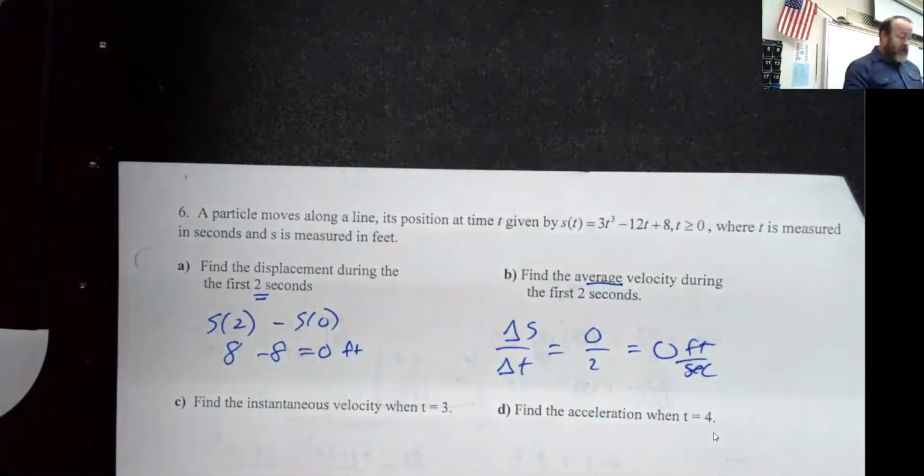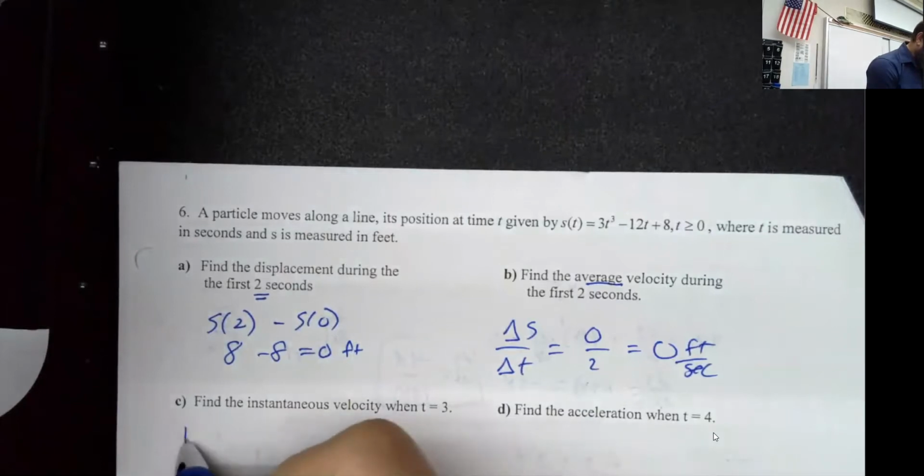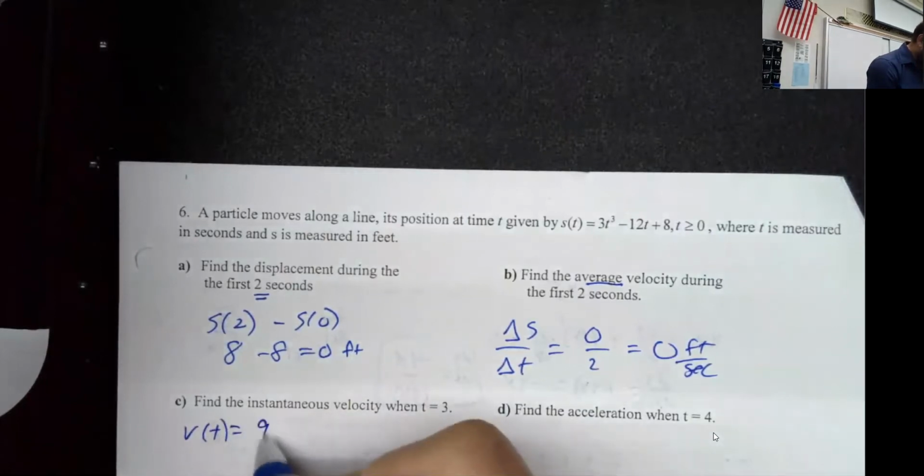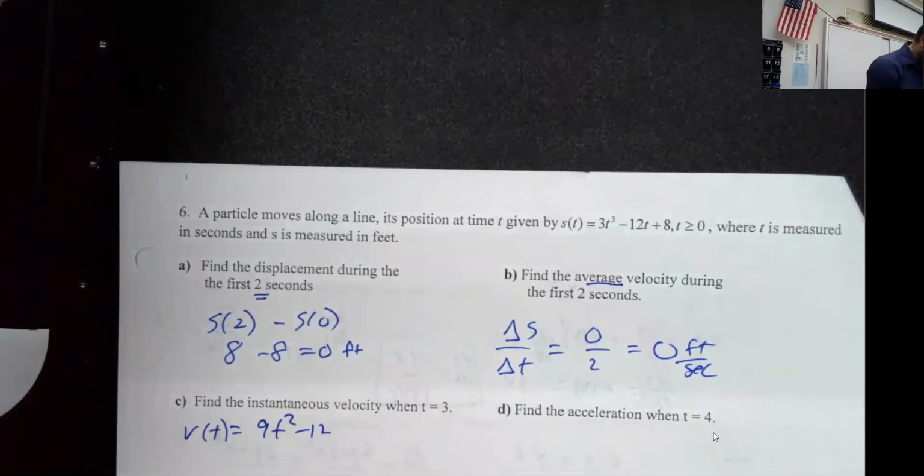Now, as far as instantaneous velocity, then we are going to have a derivative here. And so v of t would be 9t squared minus 12. And so my instantaneous velocity at 3 would be plugging the number 3 in. Pretty simple little problem. And so I've got 9 times 9, which of course is 81, minus 12, and I got 69 feet per second.